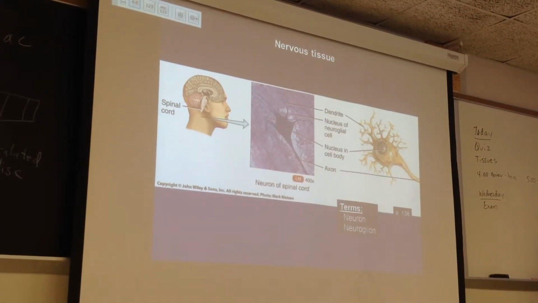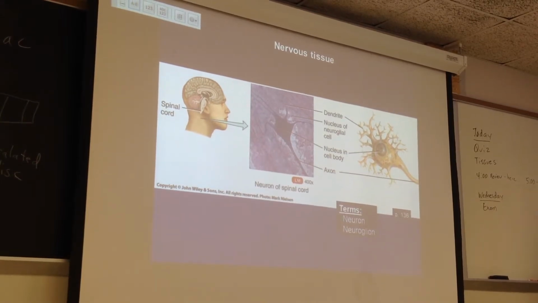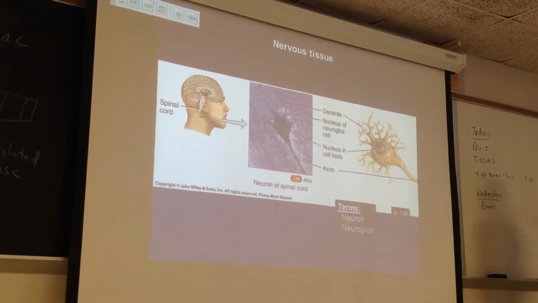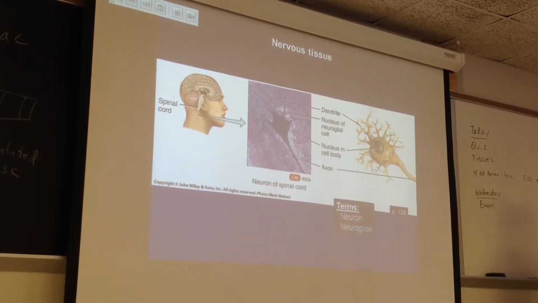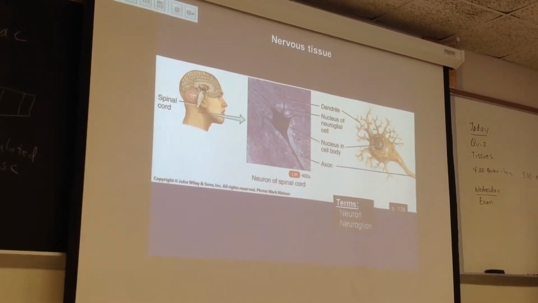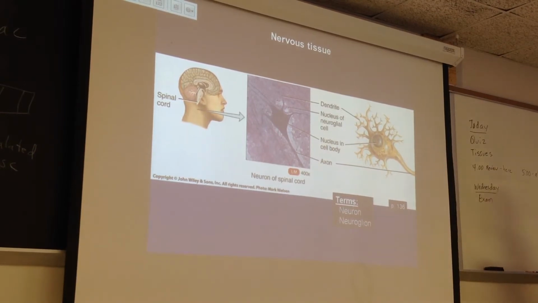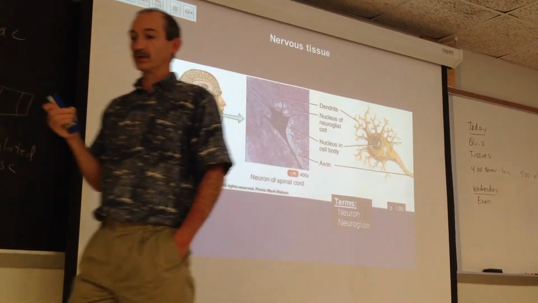Last kind of tissue, nervous tissue. Nervous tissue is characterized by two major kinds of cells, neurons and neuroglia, or neuroglion, singular for neuroglia. Neurons are, in this particular picture, the bigger cells. This big blob here is the neuron. And neurons are the ones that conduct nervous impulses. They're the ones directly involved with communication.